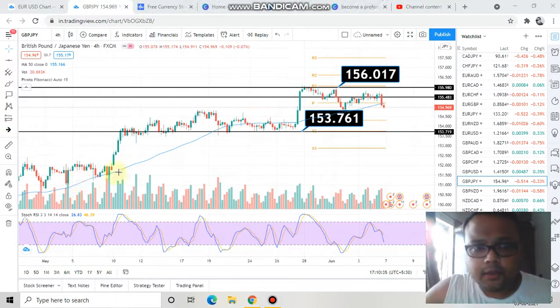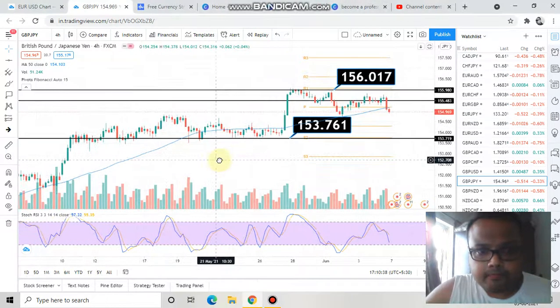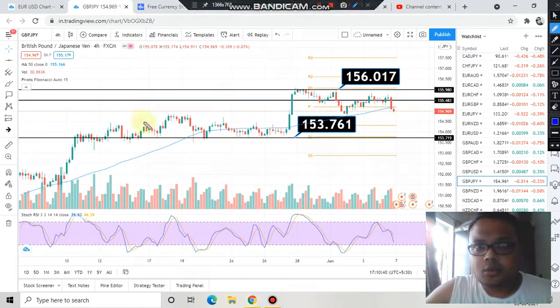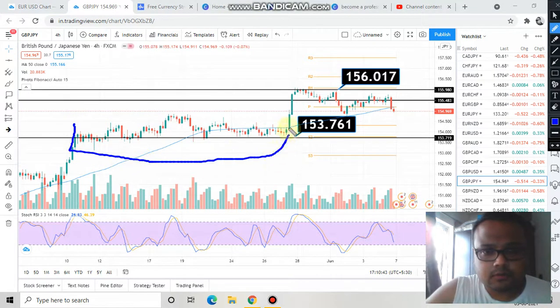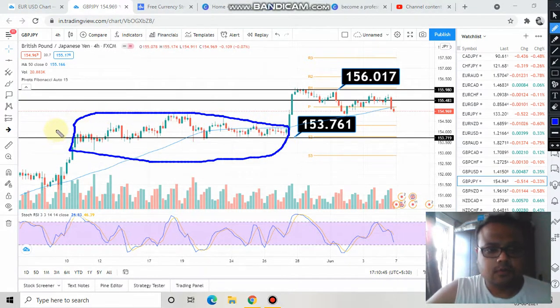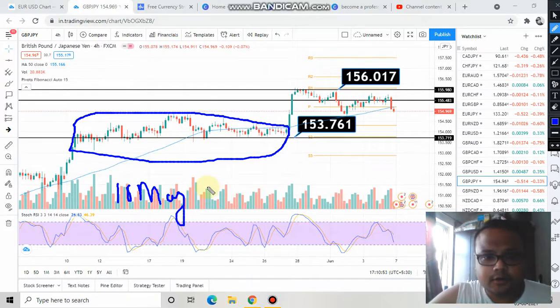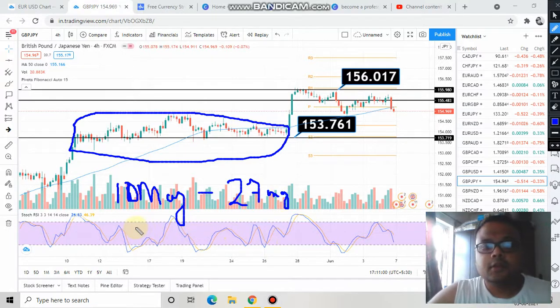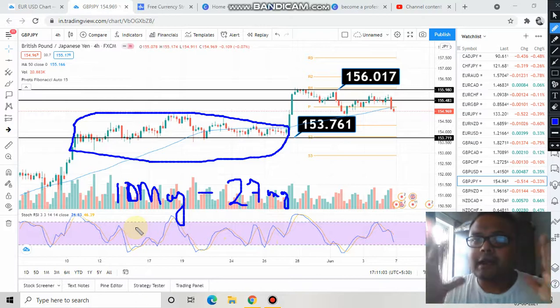But if I tell you to just look at this particular portion, the market from 10th May to 27th May, you can easily see that market was dull, market was flat. There was not much movement in the market.